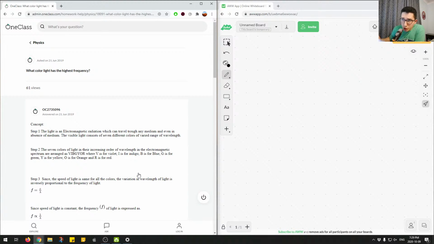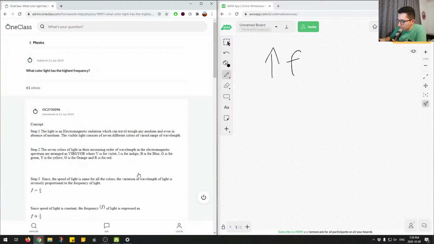Alright, so this question is asking what color light has the highest frequency. So we're looking at highest frequency, so we'll mark that as F. Whenever we want to look at the electromagnetic spectrum and determine that, we can use the visible spectrum.